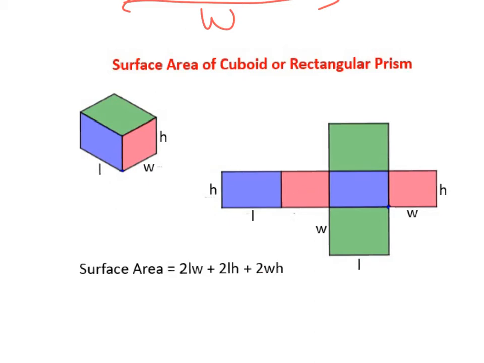This gives us a total formula for the surface area of being 2 times the length times the width, plus 2 times the length times the height, plus 2 times the width times the height. Or again, it would be 2 times the area of the top and bottom, the area of the front and back, and the area of the 2 sides. Remembering that they all come in pairs.